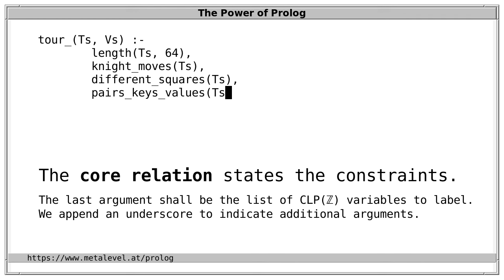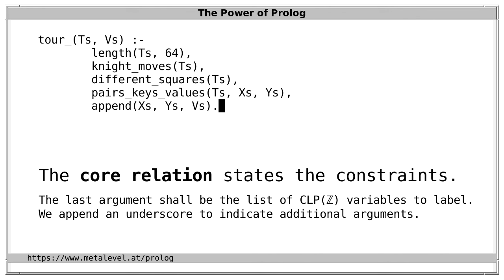These are simply the x and y components of the squares in Ts. And we can use, for example, pairs_keys_values to relate Ts to Xs and Ys, and append to say Vs is the concatenation of Xs and Ys. That's one way to do it, and very straightforward. Though one drawback is that Vs now starts with all x coordinates and only then all y coordinates follow.